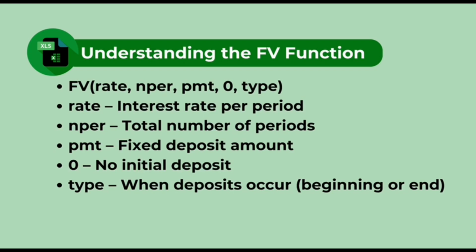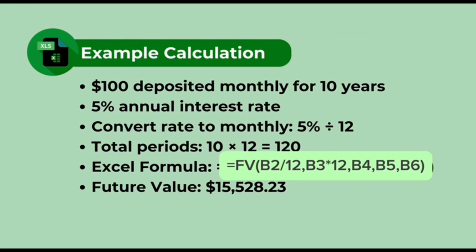So ang rate naman, ito ang interest rate per period. For example, yung monthly or yearly. Ang NPER naman, total number of periods o kung ilang beses magaganap ang deposit. Ang PMT, fixed na halaga ng deposit kada period. Ang 0 naman, ang ibig sabihin nito ay walang initial deposit. And lastly, ang type kung kailan nangyayari ang deposit, beginning or end of the period. So for example, sa figure 19.3, makikita natin ang isang example kung saan $100 kada buwan ang idinideposit sa loob ng 10 years na may 5% annual interest rate.